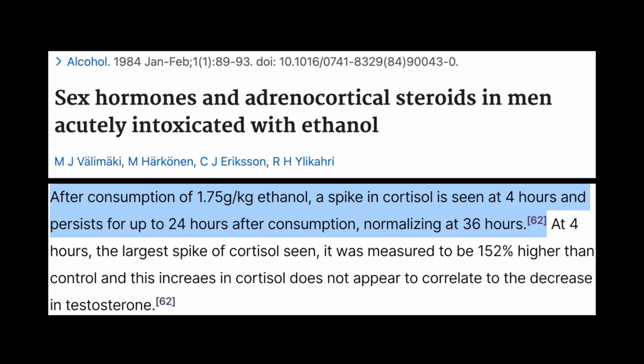And that's because your cortisol post-alcohol consumption is going to be higher at baseline. This study showed that after consumption of alcohol, a spike in cortisol is seen at 4 hours and persists for up to 24 hours after consumption, normalizing at 36 hours.